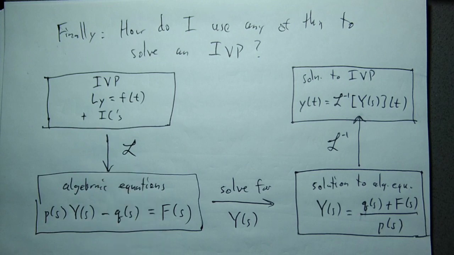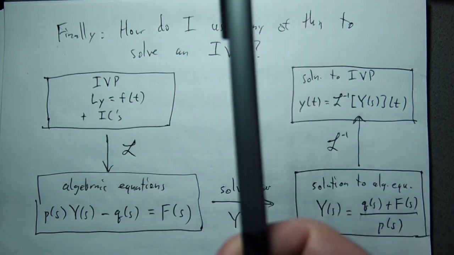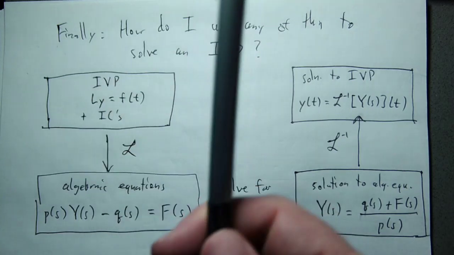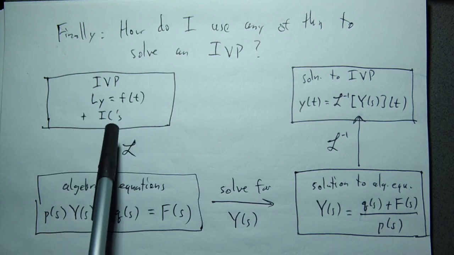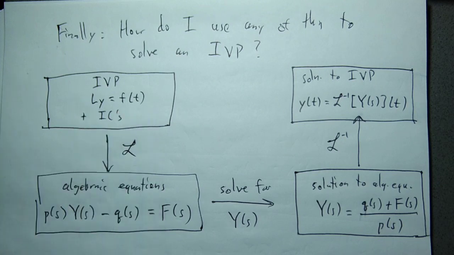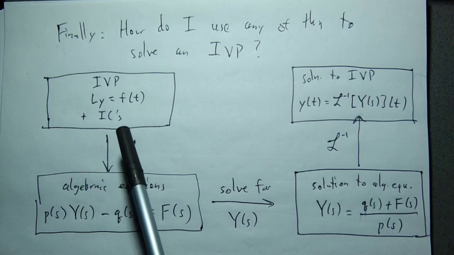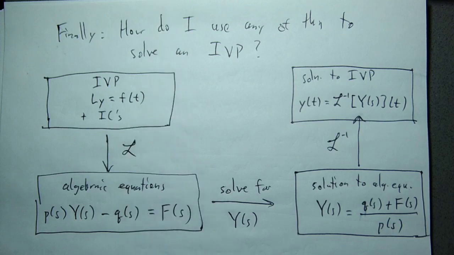So, how does this work? I have an IVP I start with. The IVP is some differential equation, Ly equal to a right-hand side function, plus initial conditions. I hit that with the Laplace transform. As we'll see, this always results in an algebraic equation that looks like this.